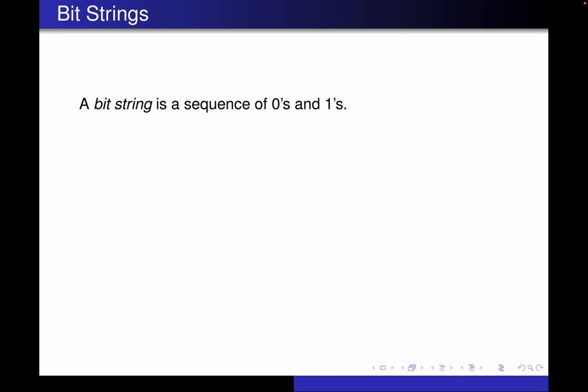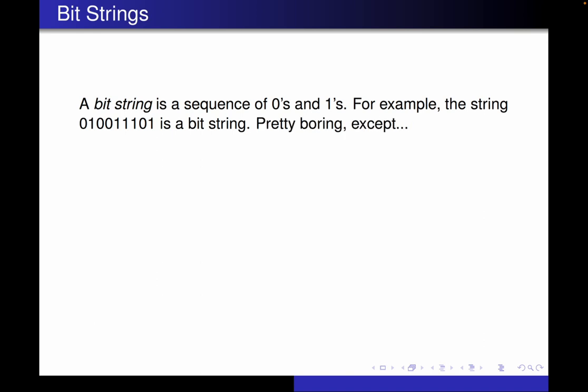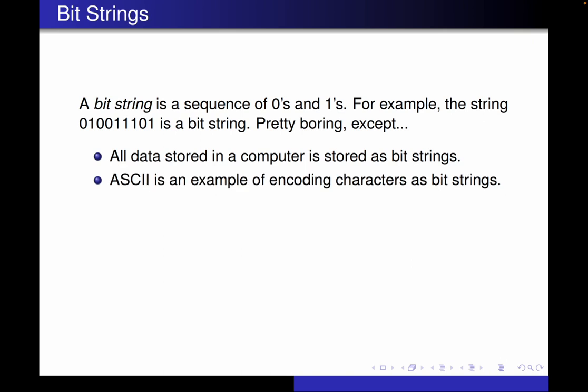Alright, the next issue that we're going to deal with is something called a bit string. All a bit string is, is a sequence of zeros and ones. So, for example, the string 0, 1, 0, 0, 1, 1, 1, 0, 1 is a bit string. I just randomly put some zeros and ones in order, and that gives me a bit string. It doesn't seem like the most exciting thing to study, except this is actually something that's important to you folks. First of all, data that is stored in a computer is stored as bit strings. We encode characters that we write as bit strings as well. ASCII is the most common example of this.